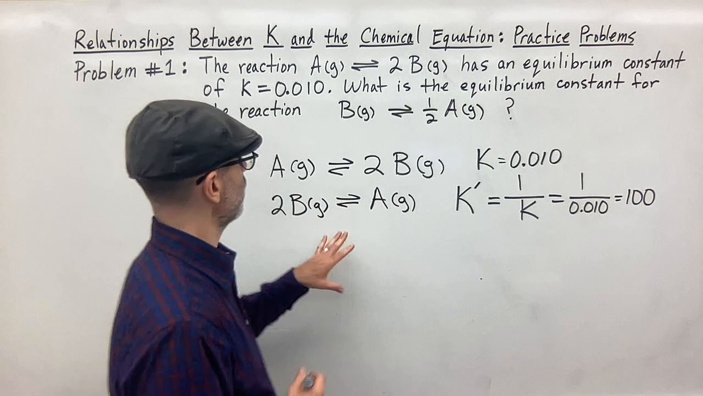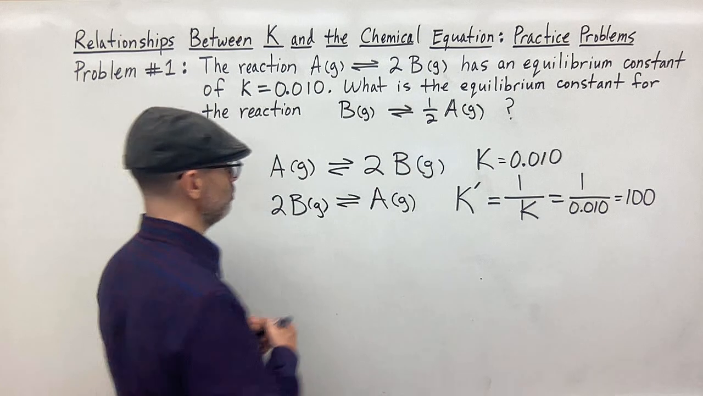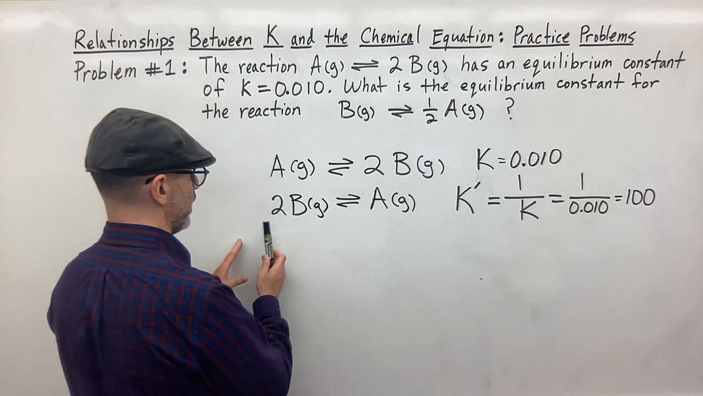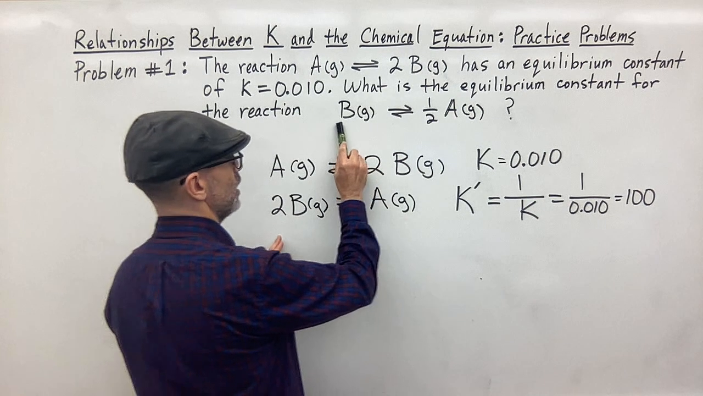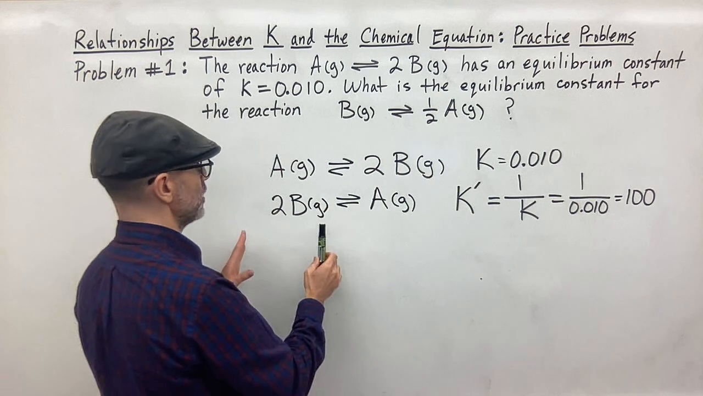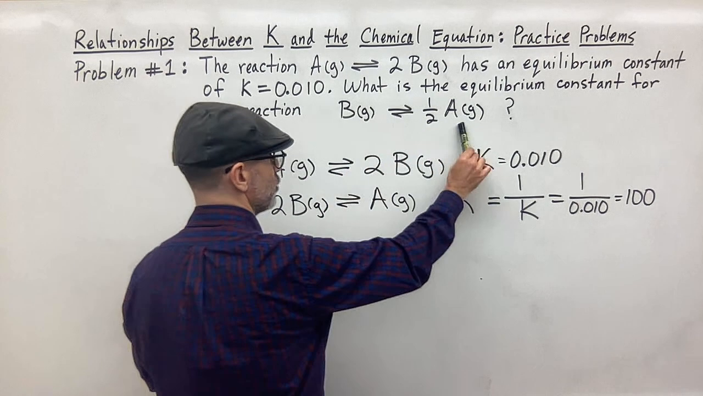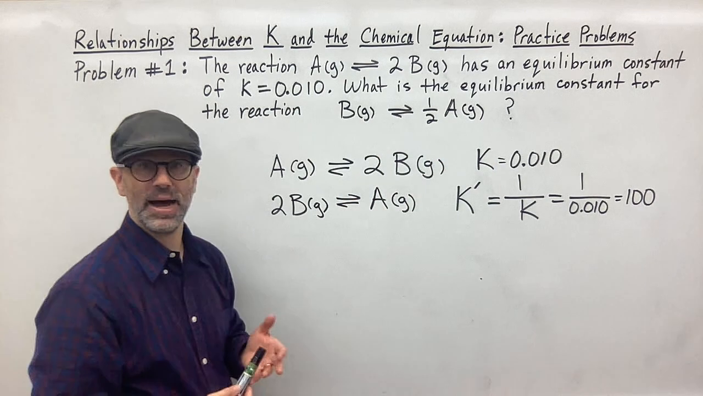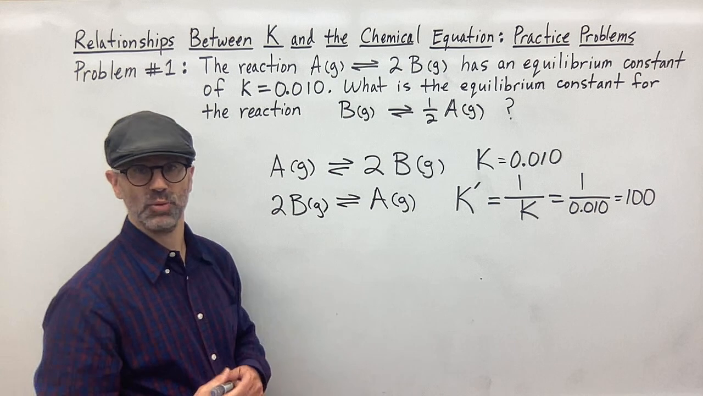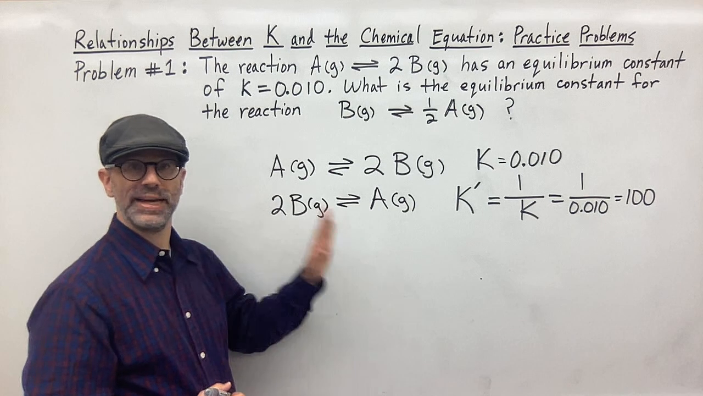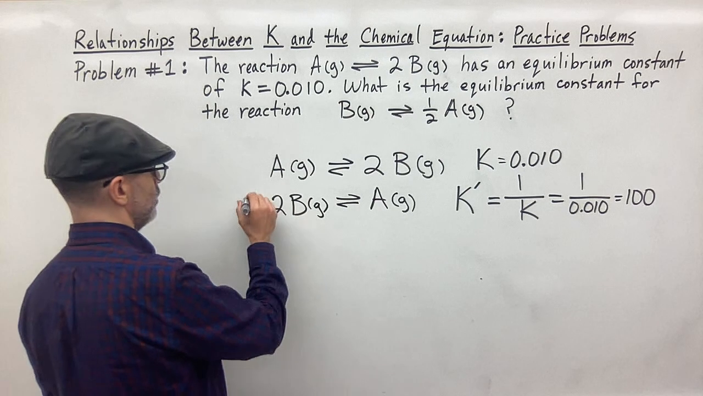But I'm not done yet because I don't have my target equation yet. So now I notice another thing. I have 2B and I have A here, but here I have B and 1/2 A. The difference between here and here is that this equation has been multiplied by 1/2, or everything's been divided by 2, is another way you can think about it, right? We're multiplying everything by 1/2. So if I multiply this by 1/2, right?